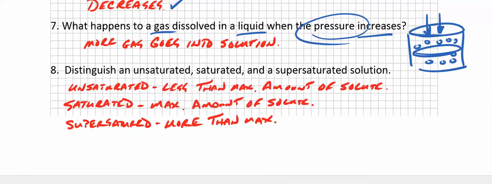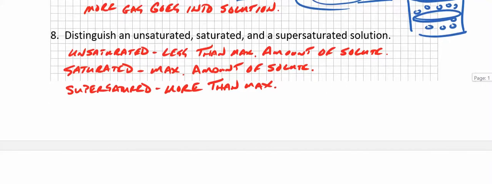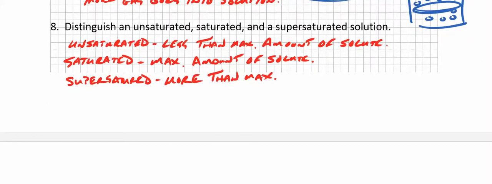Let's go to number 8. Number 8 says, distinguish an unsaturated, saturated, and a supersaturated solution. Very simple. An unsaturated solution has less than the maximum amount of solute. A saturated solution is at the limit. It has the maximum amount.